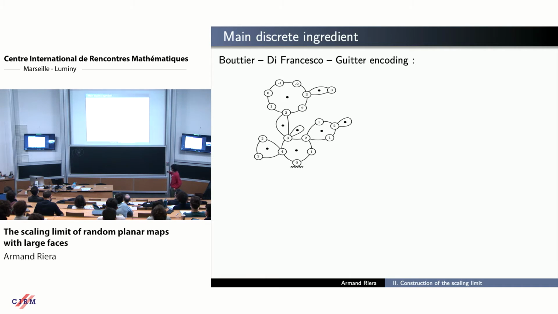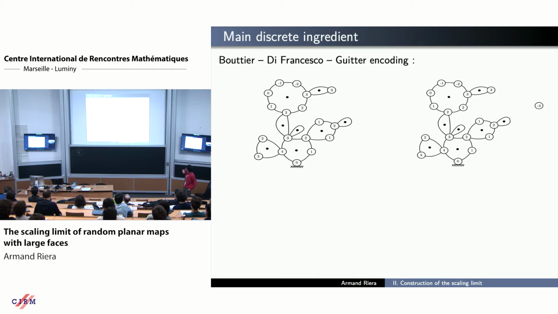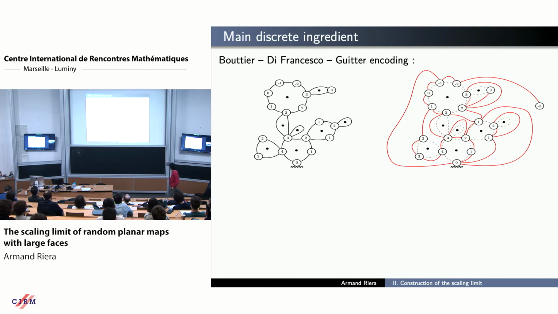And now I can just explain what the Bouttier-Di Francesco-Guitter encoding is for this kind of object. So as usual, we add a new vertex with label the minimal label minus 1, and then we perform the Schaeffer-type construction. So for every white vertex, for every corner, we follow the contour until we find a vertex with label smaller than the previous one, and we draw a red edge between them. So here, for example, 0 is connected to -1, and 4 to 3, and so on. And when we remove the loops, we obtain a bipartite map, and this is a bijection.